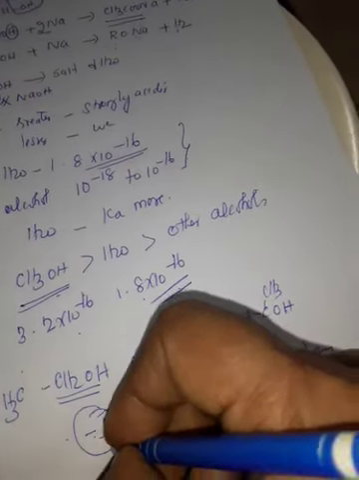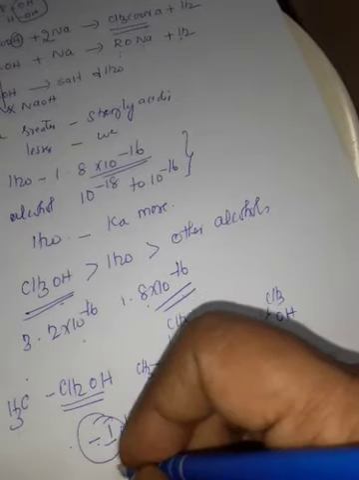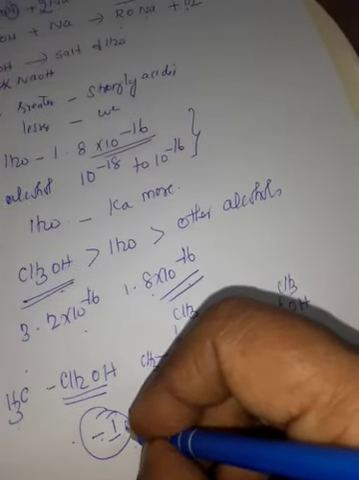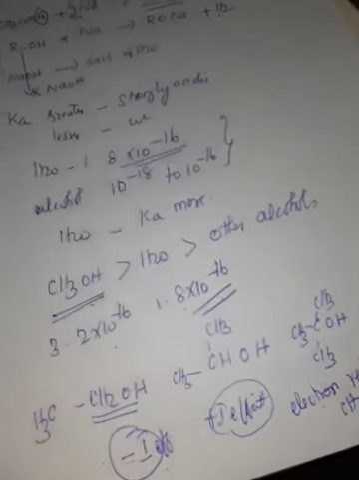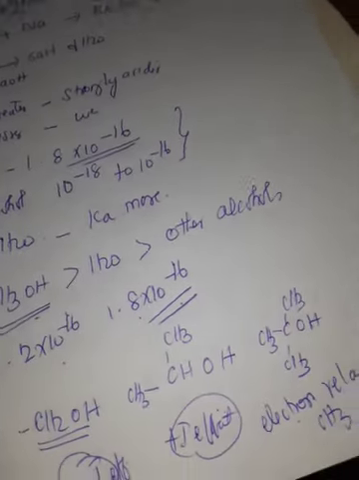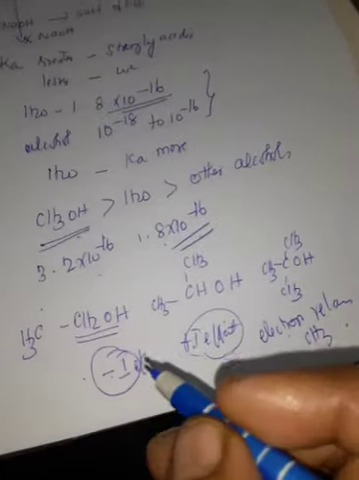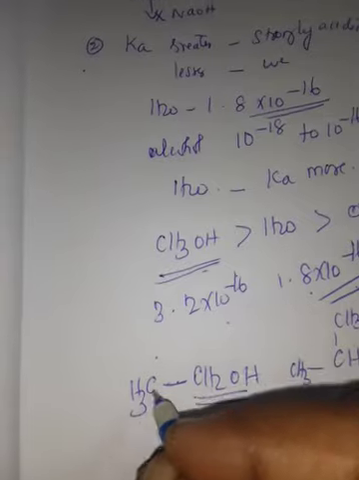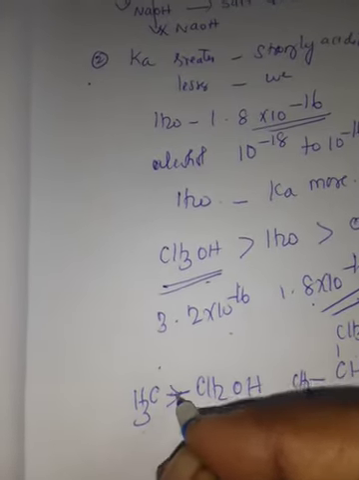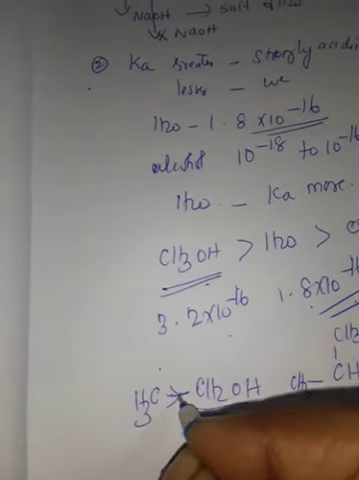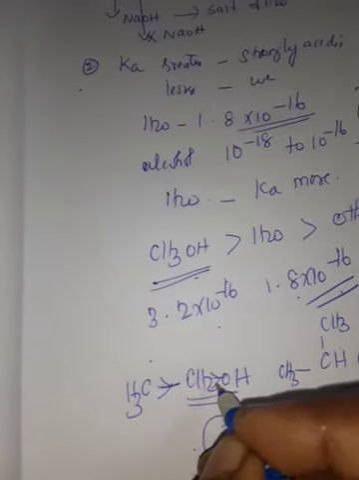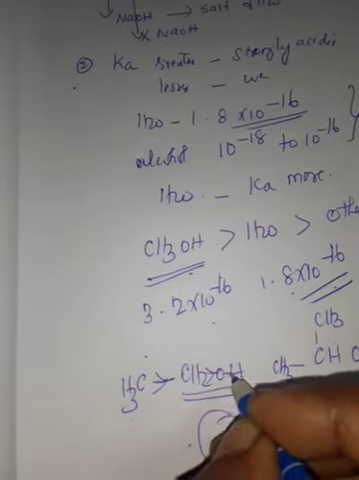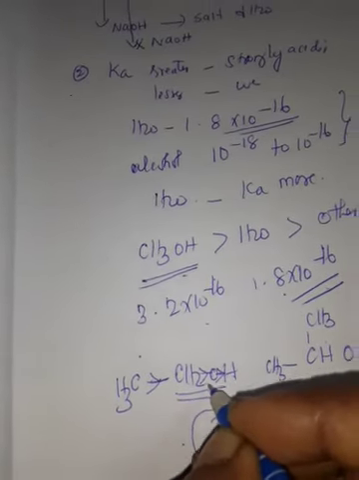For example, Cl, F, Br are all electron withdrawing. Alkyl groups are electron releasing groups. See here, one alkyl group will release the electrons, and from here the electrons are released here, in between O and H.